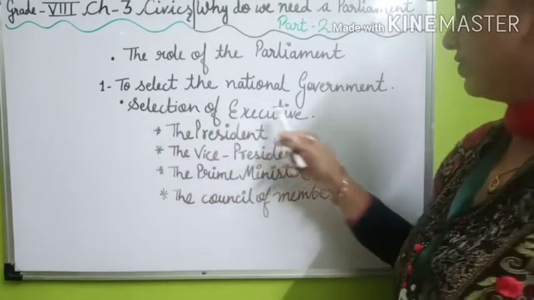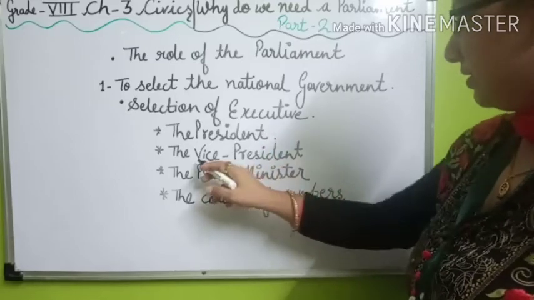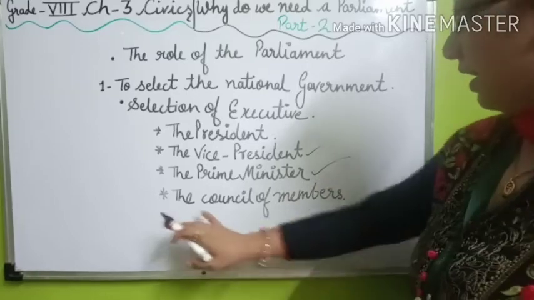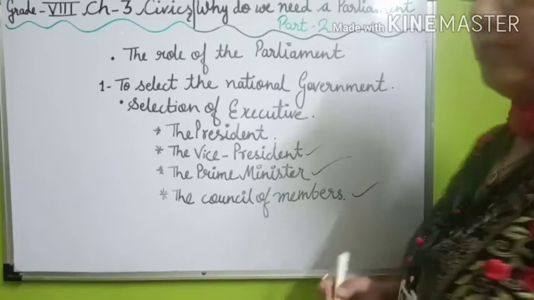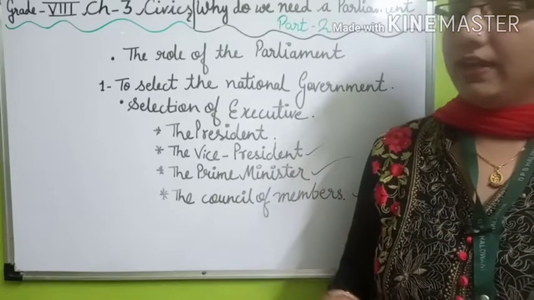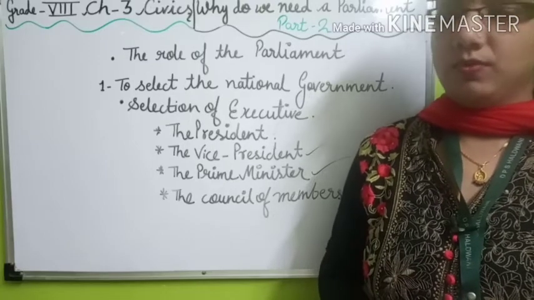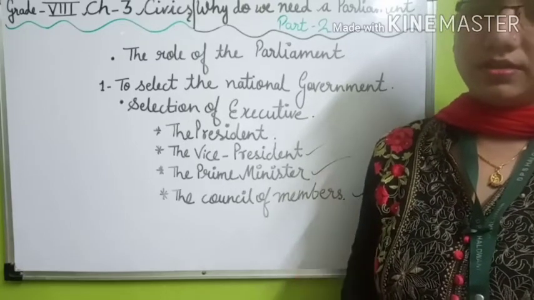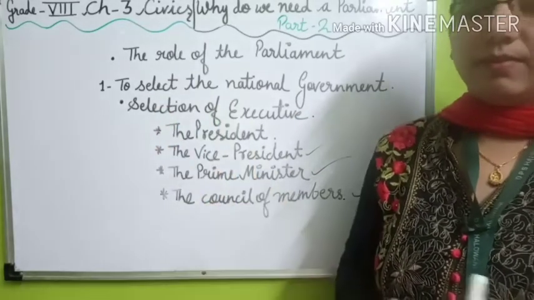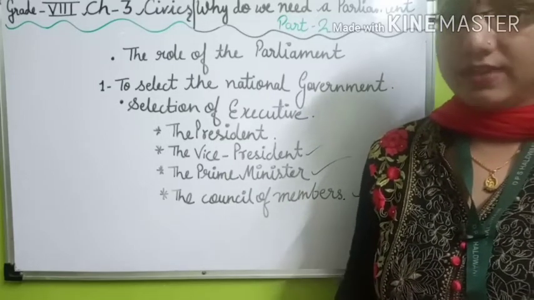Students, the most important work of parliament is to select the executive. The selection of the executive includes the selection of the president, the vice president, the prime minister and the council of ministers. The president is the head of the country. He is elected by an electoral college consisting of members of both houses of parliament and the members of state legislative assemblies, which are known as Vidhan Sabha.